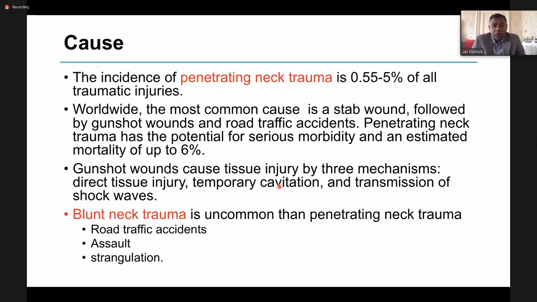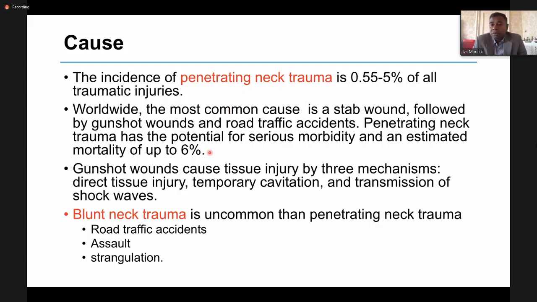So what are the causes? Broadly, you can classify neck traumas into blunt neck trauma or penetrating neck trauma. Fortunately, blunt neck traumas are uncommon. Penetrating neck trauma is also uncommon, but it could go up to 5% of traumatic injuries. Commonly, you can see stab wounds, gunshot wounds, and RTA. These are the 3 common causes. But overall, in the world, stab wound is the commonest cause of penetrating neck trauma.